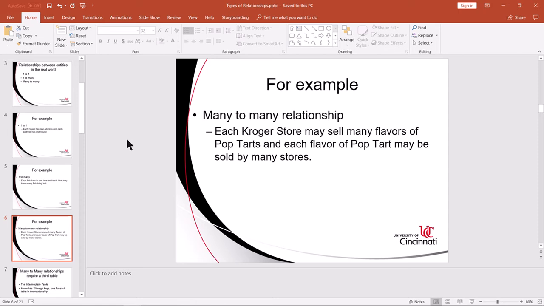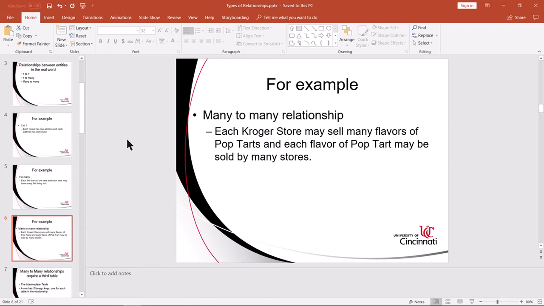Our example that we will study in these slides is the example of Kroger stores and Pop-Tarts. Each Kroger store, which might be a row in a table, sells many flavors of Pop-Tarts, or they may sell none, or they may only sell one, but they certainly are likely to sell many. Each flavor of Pop-Tart is almost certainly sold in many different stores. It's unlikely that each flavor of Pop-Tarts will only be sold in one store. That would make a lot of sense.